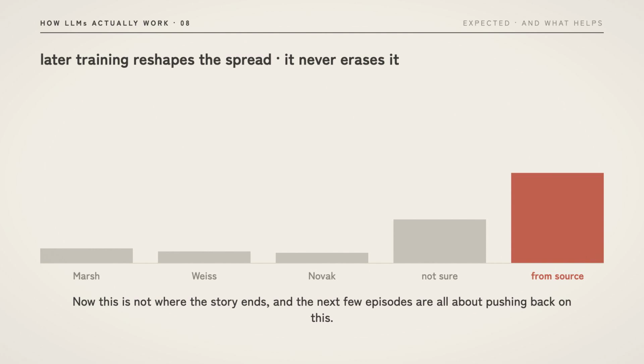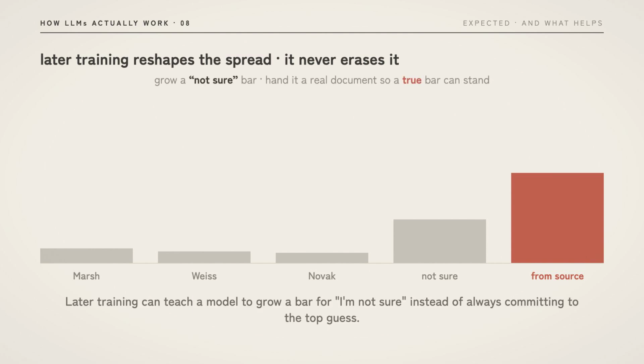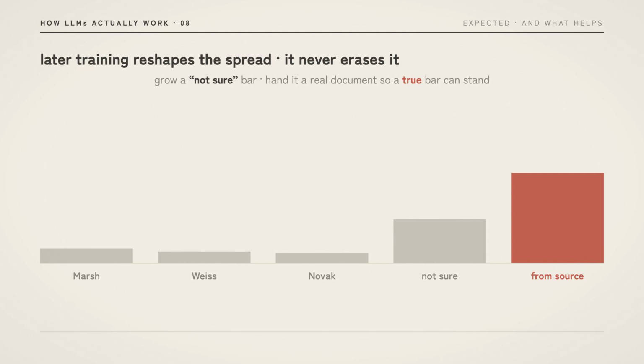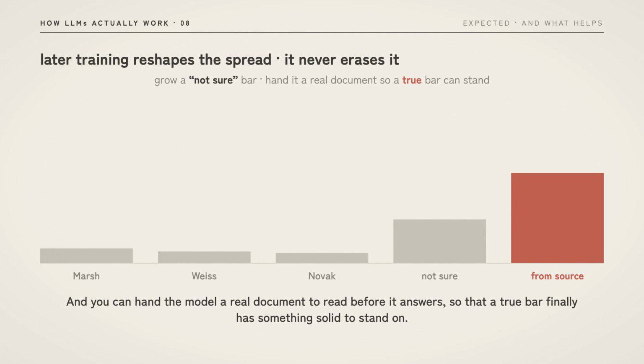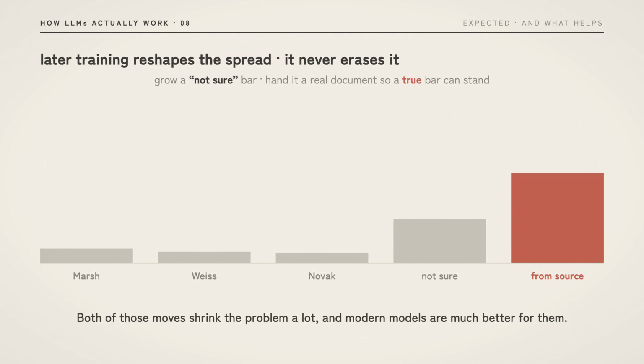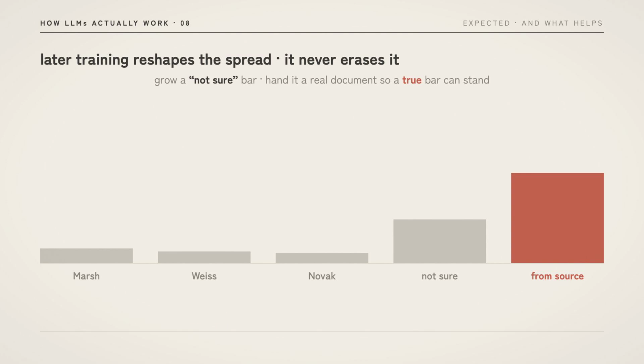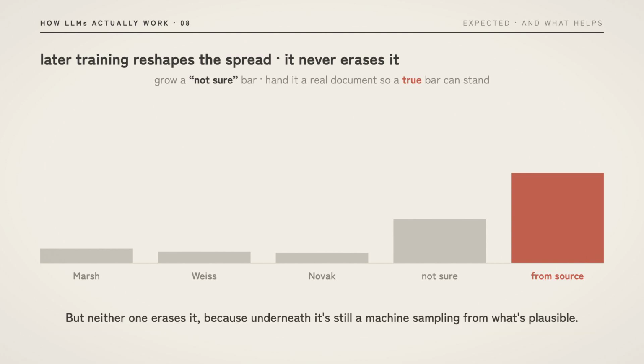Now, this is not where the story ends, and the next few episodes are all about pushing back on this. Later, training can teach a model to grow a bar for "I'm not sure" instead of always committing to the top guess. And you can hand the model a real document to read before it answers, so that a true bar finally has something solid to stand on. Both of those moves shrink the problem a lot, and modern models are much better for them. But neither one erases it, because underneath it's still a machine sampling from what's plausible.